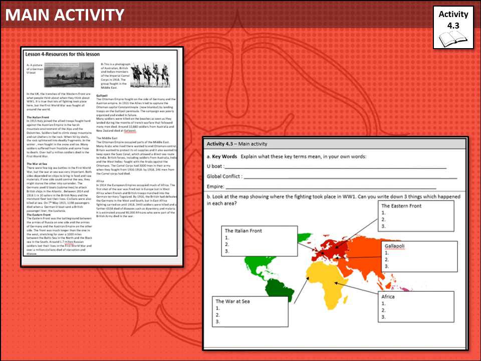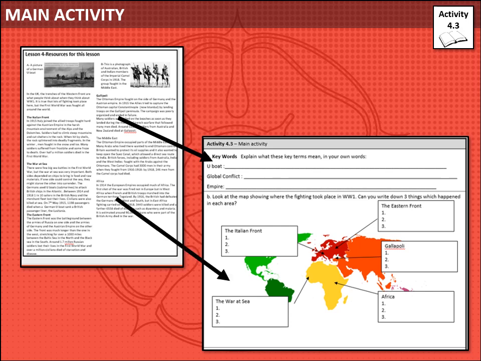Your main activity for today is going to be to read through the information about where the war was fought around the world. So there are different places in which the war takes place, and I'd like you to write down any keywords for me. So U-boat, global conflict, and that word empire has come up again there. I'd like you to write down what those words mean in your own words, please.